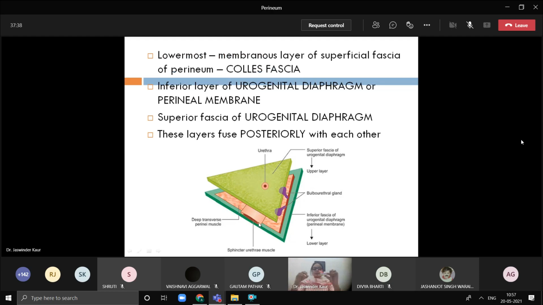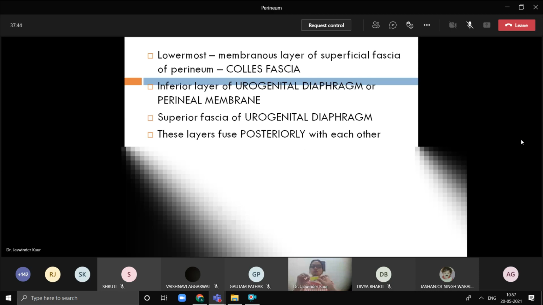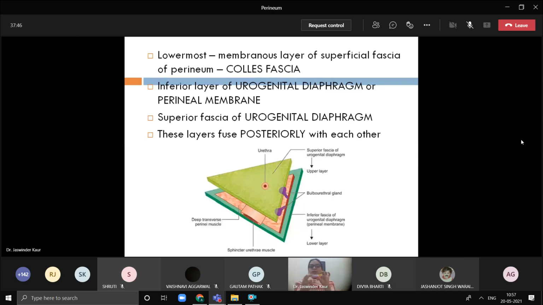Now here you can see this third part. So what is present in the center? You can see codes written on this sheet. Can you see this? Yes, ma'am. So suppose this is the urogenital diaphragm. Later on I will explain the urogenital diaphragm.